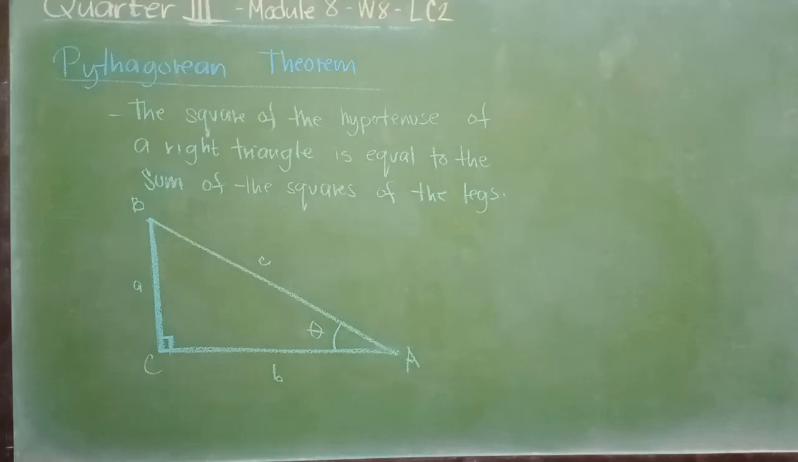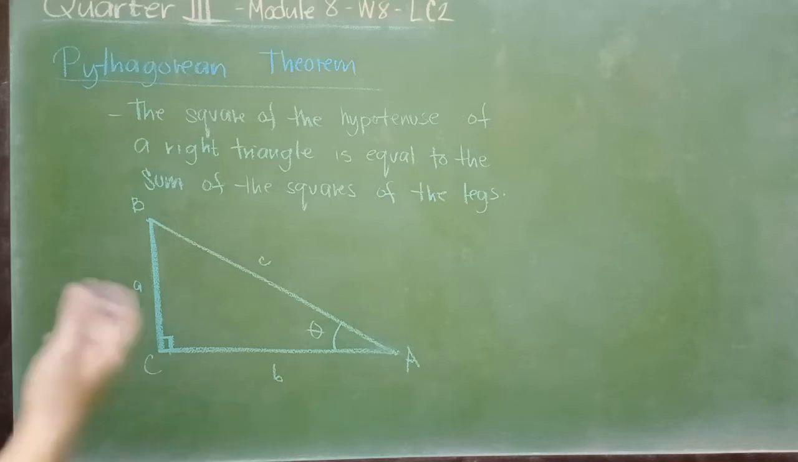For quarter number 3, module number 8, week 8, this is LC number 2. This is about the Pythagorean theorem. So, ang sabi sa Pythagorean theorem, the square of the hypotenuse of a right triangle is equal to the sum of the squares of the legs.